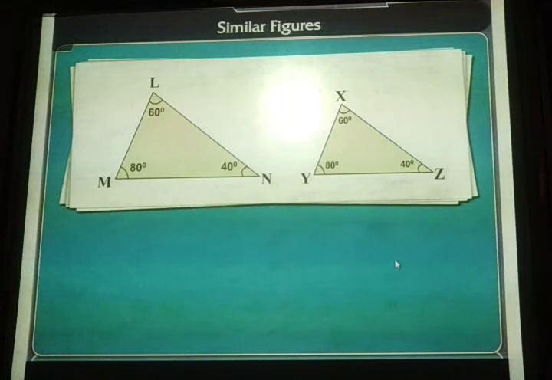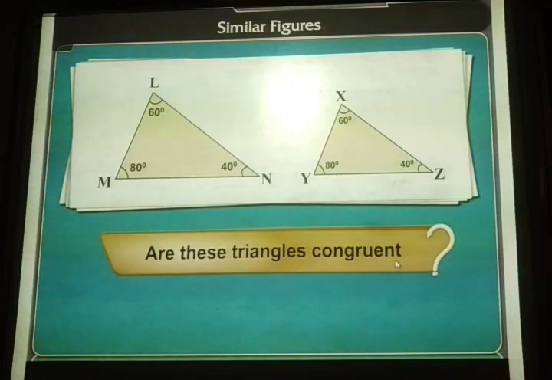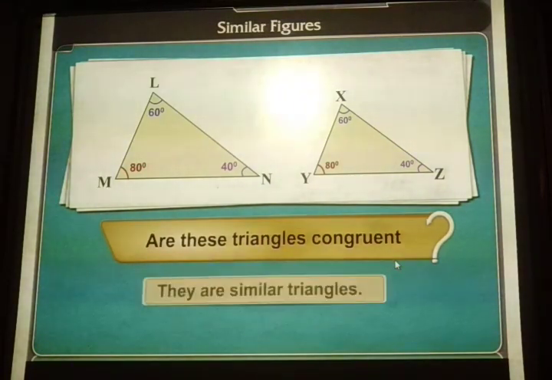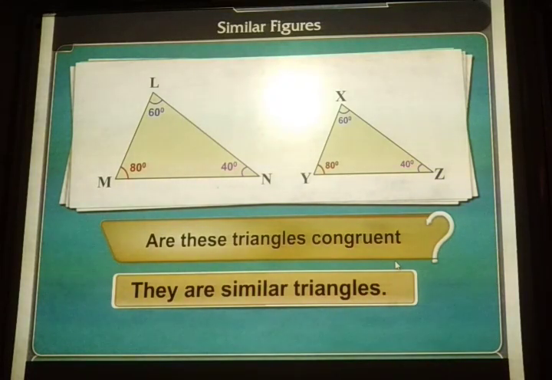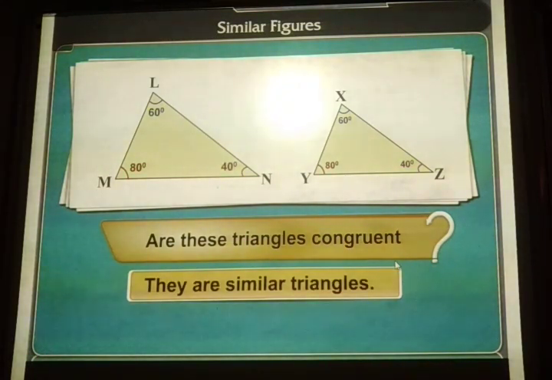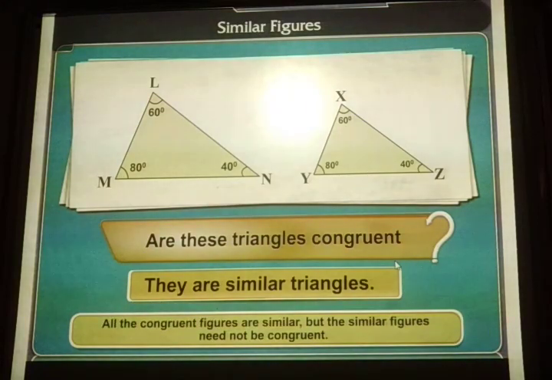Consider any two triangles with the angles of equal measure. Are these triangles congruent? No, they are not. Although their shape is the same, sizes are not the same. Since these two triangles are equiangular triangles, their shapes are the same, and hence they are similar triangles. Thus, we can conclude that all the congruent figures are similar, but the similar figures may not be congruent.